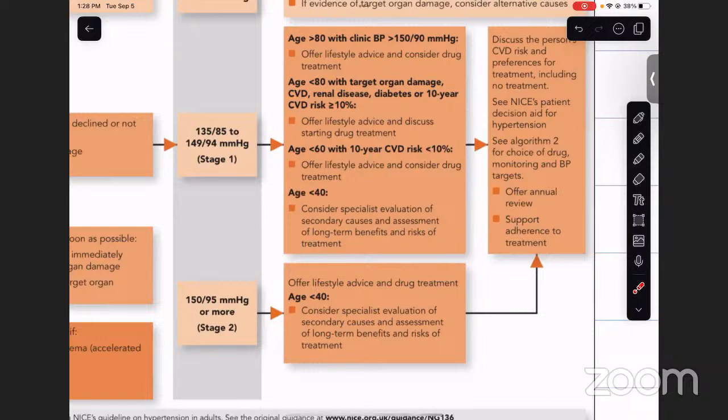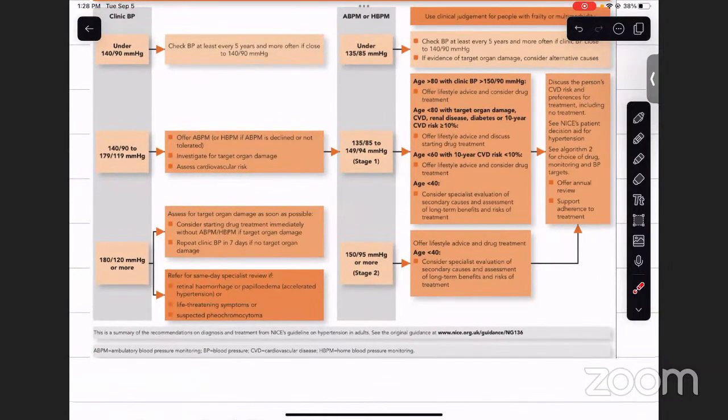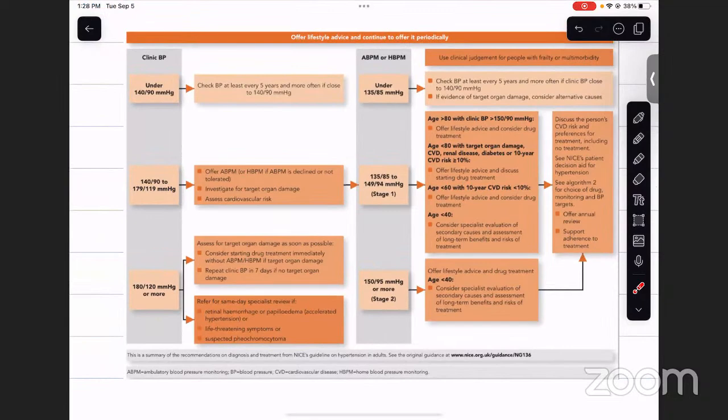If age is less than 40, this is an important point for hypertension management, because we need to consider young hypertension. Young hypertension means there may be an underlying cause, like secondary hypertension, such as a renal cause or endocrine cause of hypertension. Okay, so these are the step-by-step algorithms of blood pressure diagnosis.